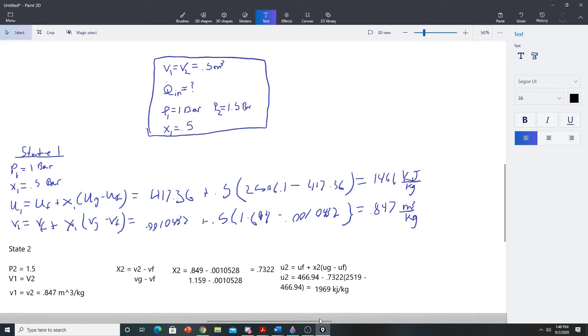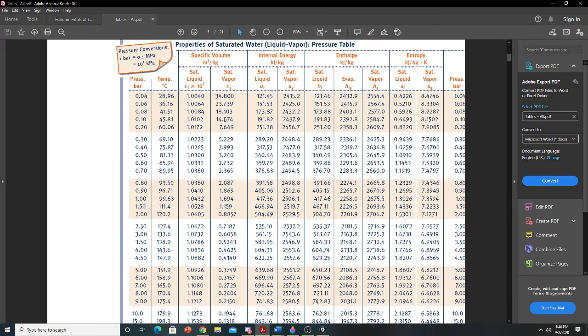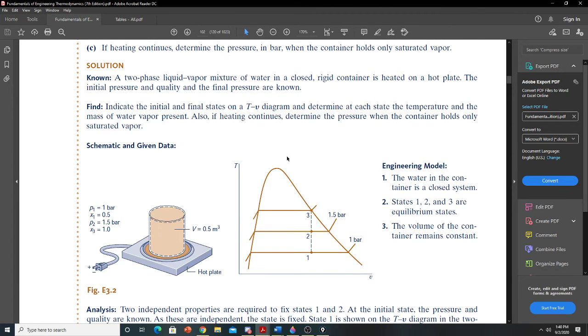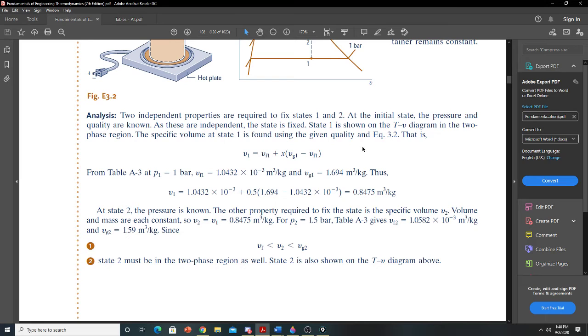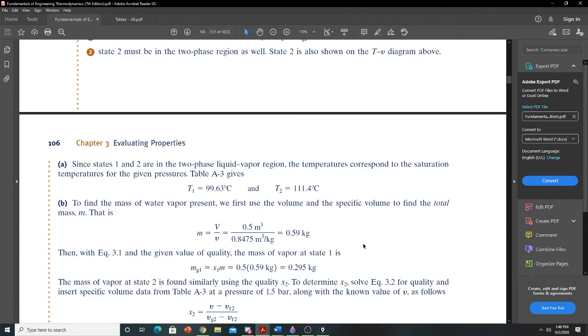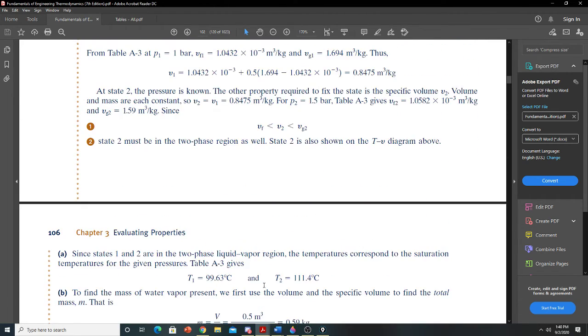Now what we have to do is find something else. We have to find our actual answers, right? So let's go to our actual answers. So let's see if we end up getting some of our same answers. So this right here is our specific volume of 1. We got that correct.